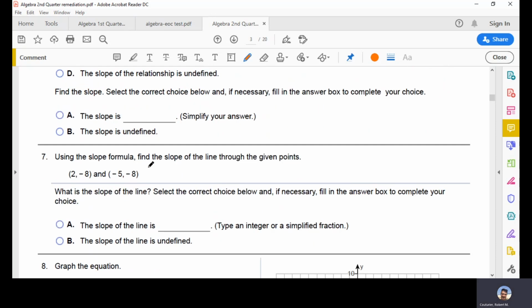7, again, use the slope formula. So you're going to have to do the same thing again. Y2 minus Y1 divided by X2 minus X1. Keep, change, change. Keep, change, change. Reduce and figure it out.